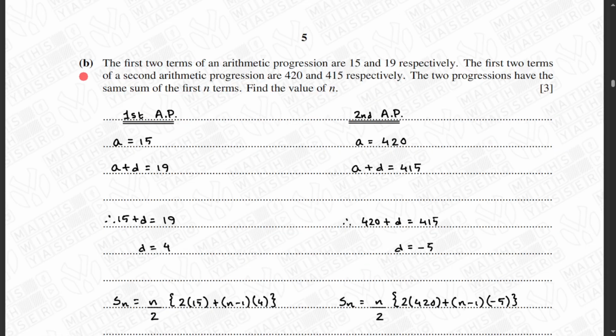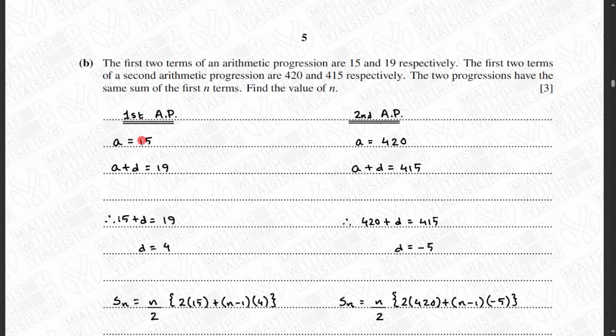For part B, it says the first two terms of an arithmetic progression are 15 and 19, respectively. The first two terms of a second arithmetic progression are 420 and 415, respectively. The two progressions have the same sum of the first n terms. Find the value of n.